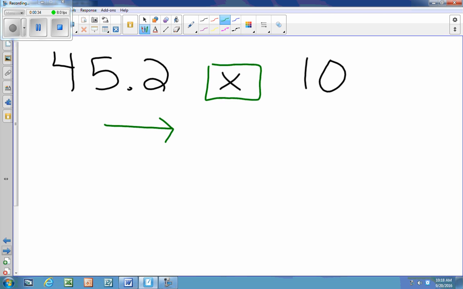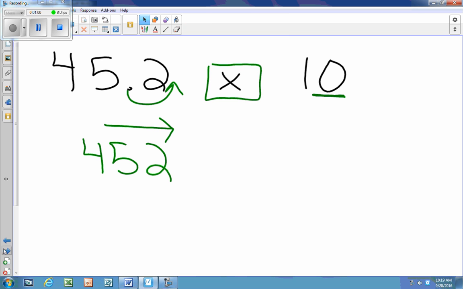The way we figure out how many spots it moves to the right is we look at our factor that we are multiplying by. In this case, it's 10, and 10 has 1 zero in it, so we jump one time to the right. So for example, we have 45 and 2/10 multiplied by 10, so we need to jump one spot to the right. We jump our decimal one spot to the right, and our answer is now 452.